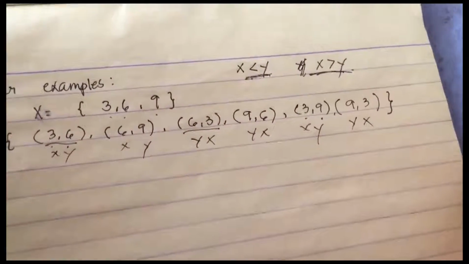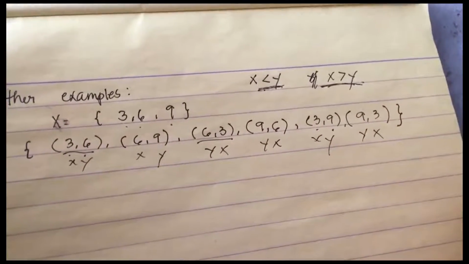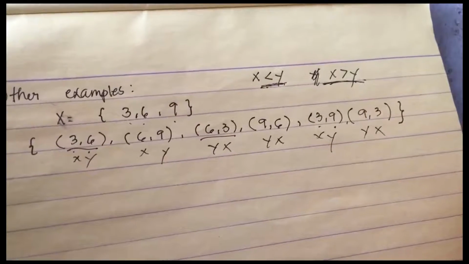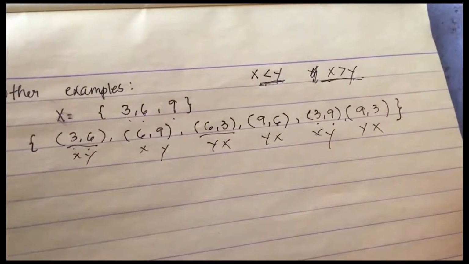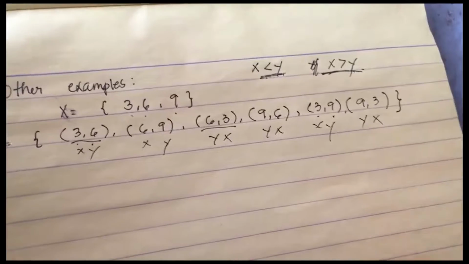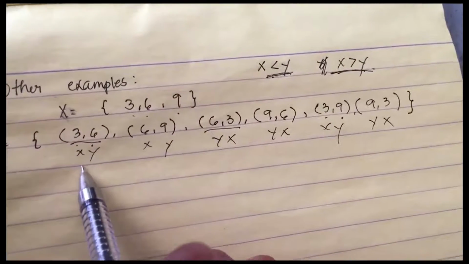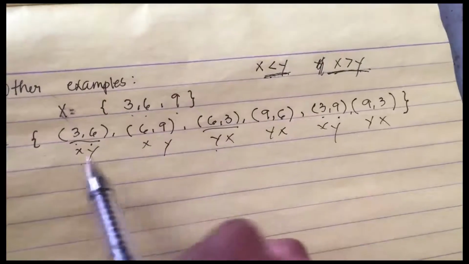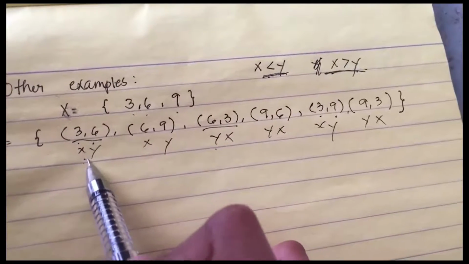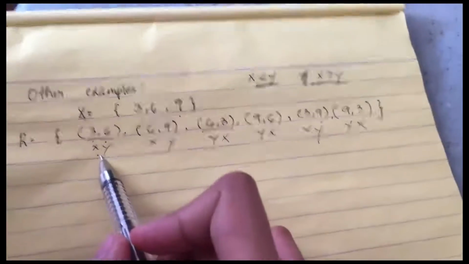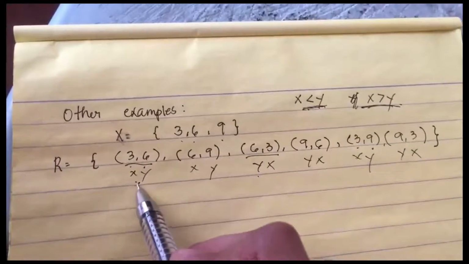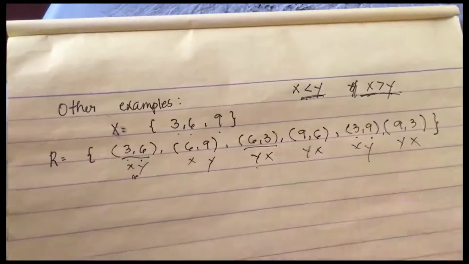So, according to the description, if X and Y is an element of the relation, then Y and X is also an element of the relation. So, X and Y, Y and X. Therefore, we have used the symmetric property of relation. Next one is this one.